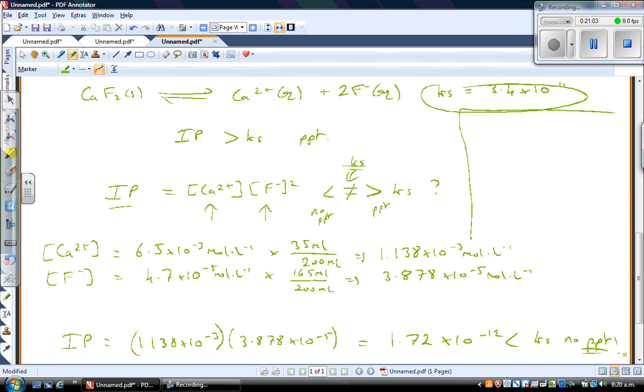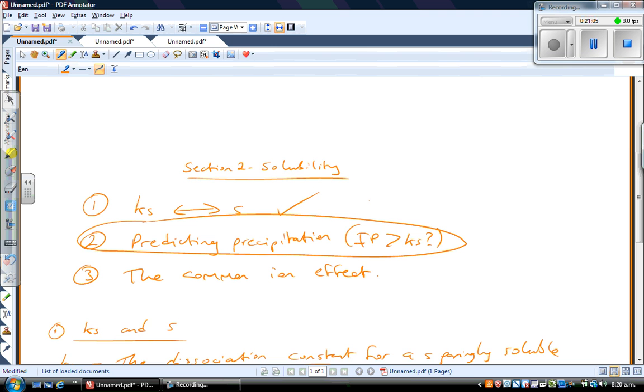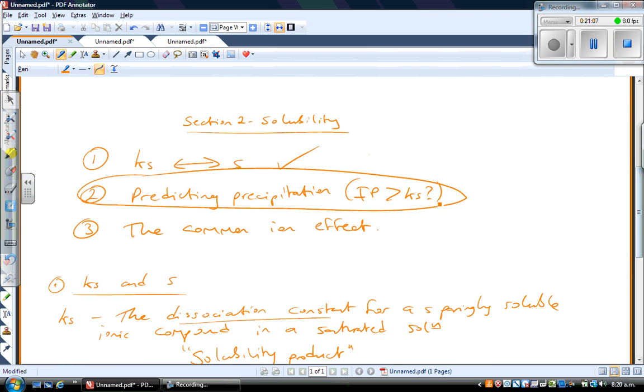Now the last thing we need to talk about is the common ion effect. Okay, so the common ion effect takes you back to level 2 and Le Chatelier's principle.